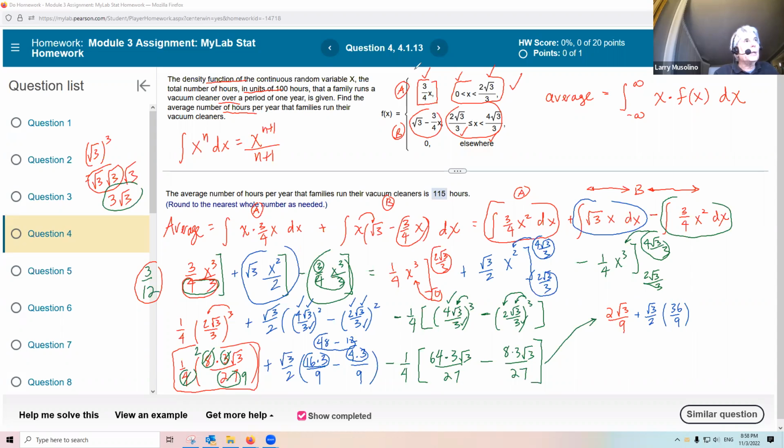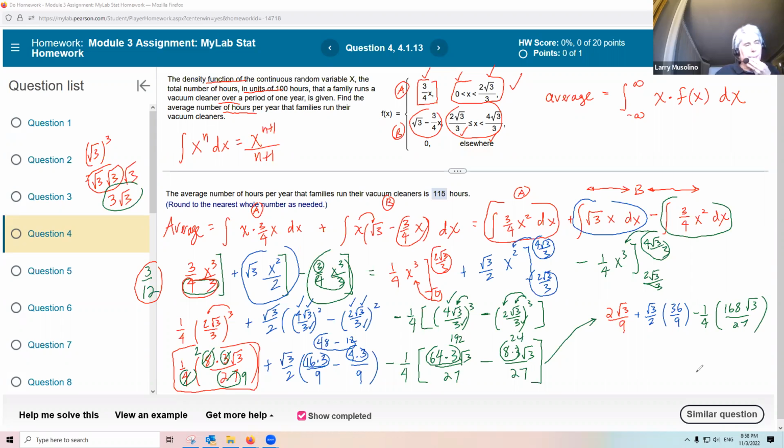But let's go to the green. So for the green one, we have 64 times 3. What is that? 192, I think. Yeah. So that's 192 square root of 3. And 8 times 3 is 24. So 192 subtract 24. I think that's 168. So we have 168 square root of 3 over 27.